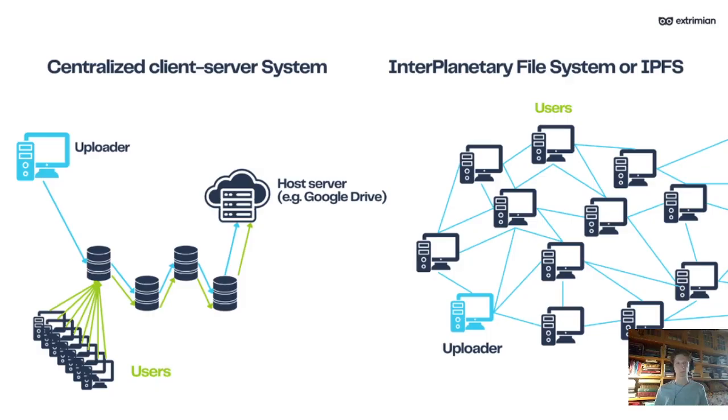So I think the next one would be about the difference between a centralized system and a decentralized system. On the left you can see how normal systems work: you have one big server and everybody hits it, tries to get a response, tries to get a file. In a decentralized network, you can get the file from anybody who has it.